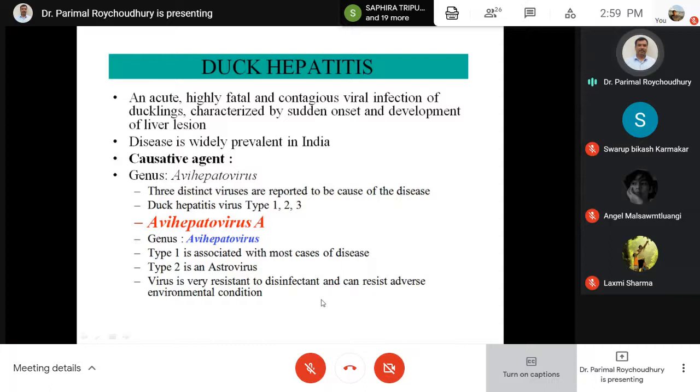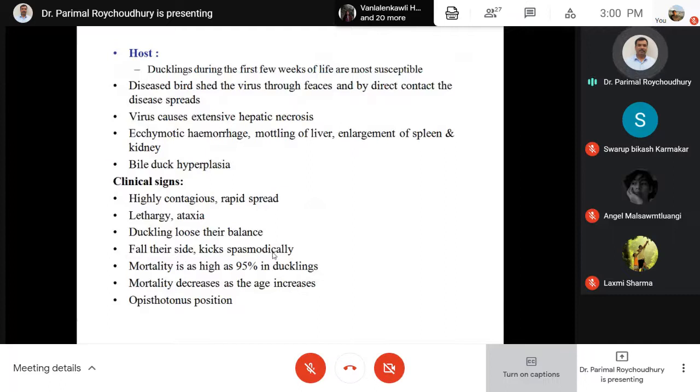It can withstand 50 degrees for a few hours. So it's a very, very stable virus in the environment. At 37 degrees centigrade, it can survive for 2-3 days. So the virus is very stable in that way, and that is contributing to the transmission and disease prevalence. The main host of the disease is the duckling in the first week of life. As I said, as the age increases, the disease severity decreases.